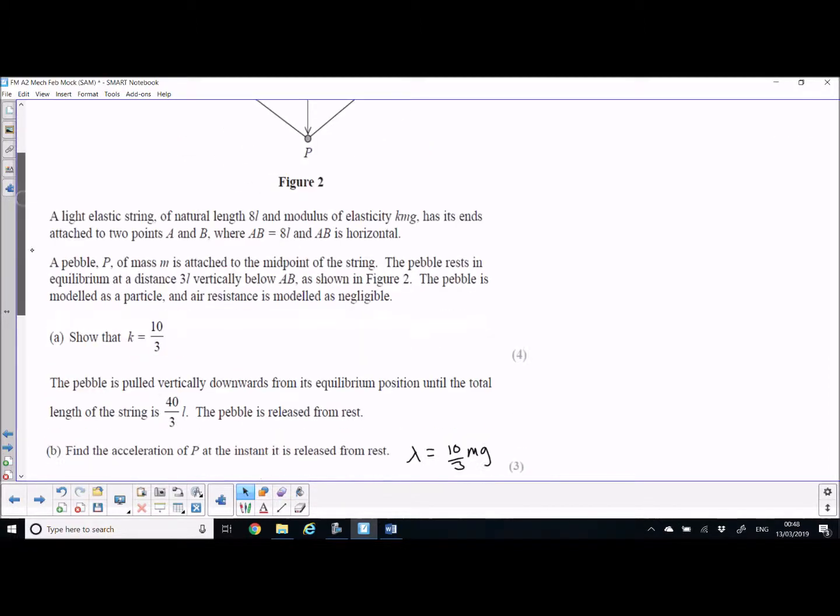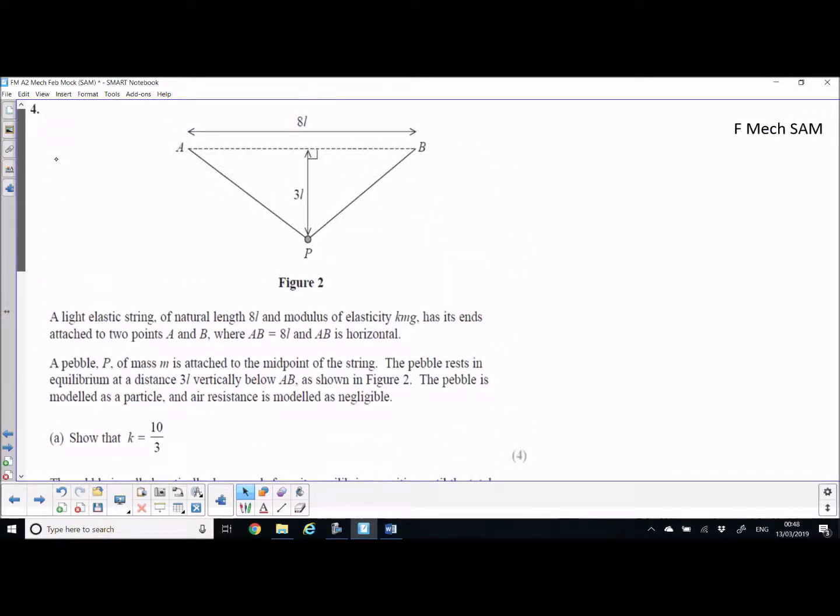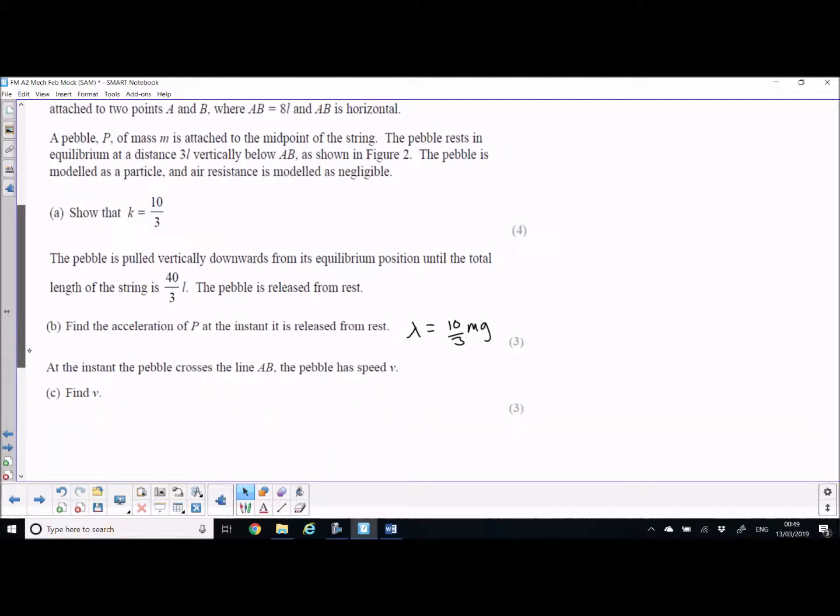Okay, so we had our string, and now we get to part C, and they're saying, so we've pulled the string down, we've released it, and this pebble is now travelling upwards, and it's going to cross the line AB, and we want to find its speed when it crosses the line AB.